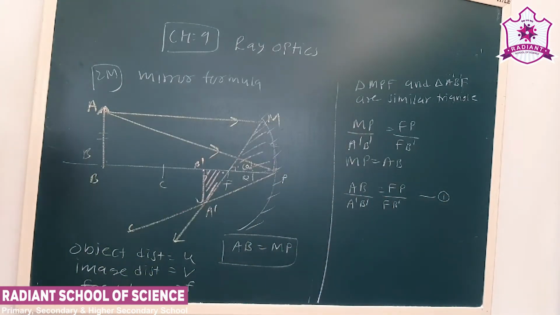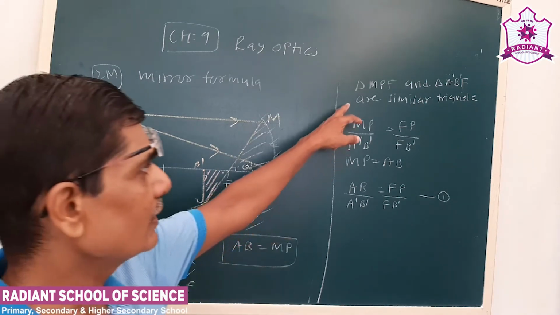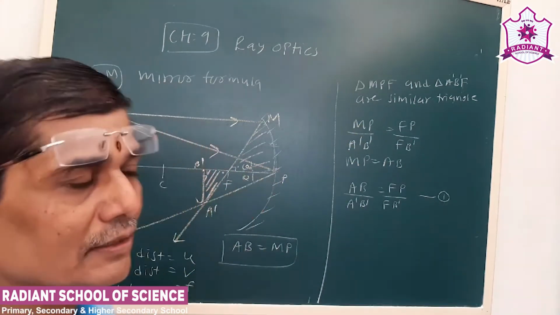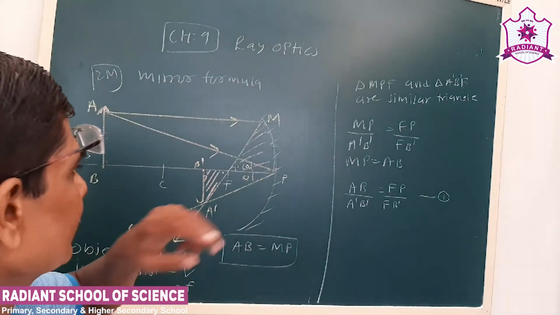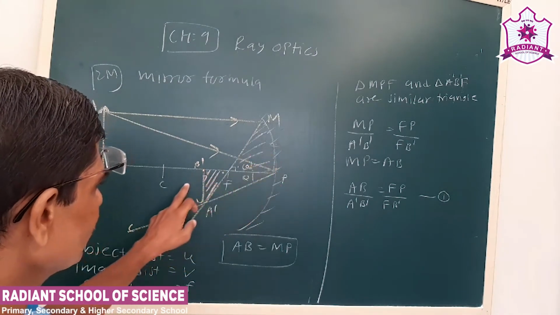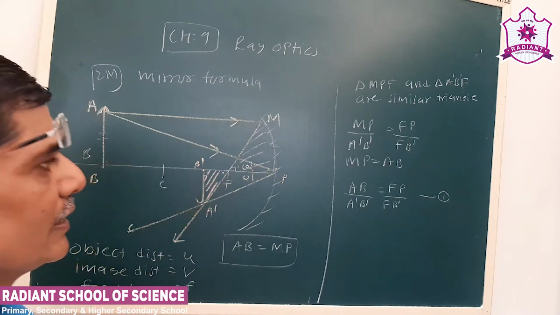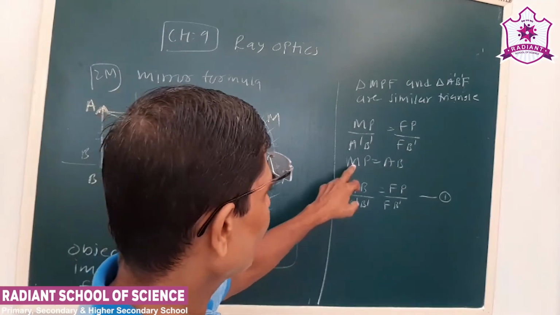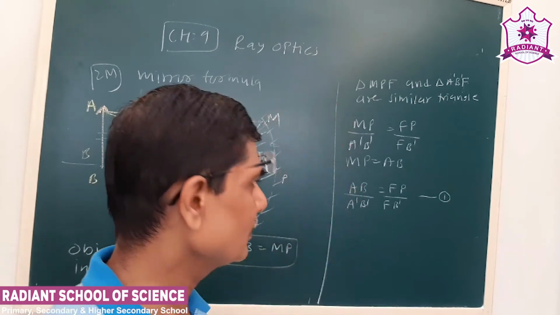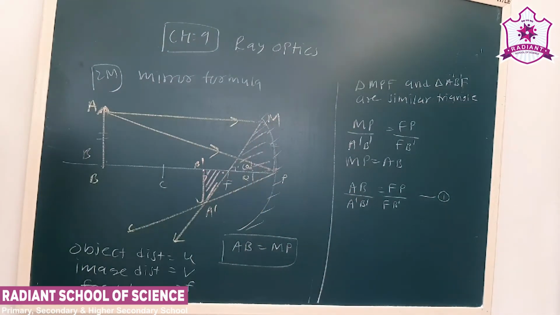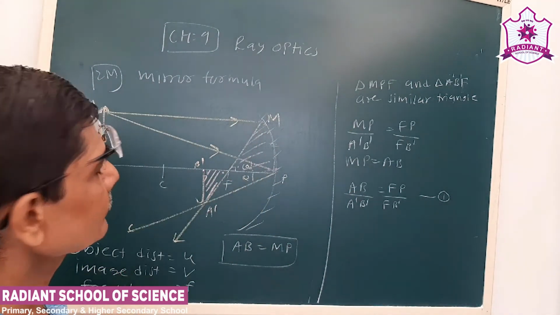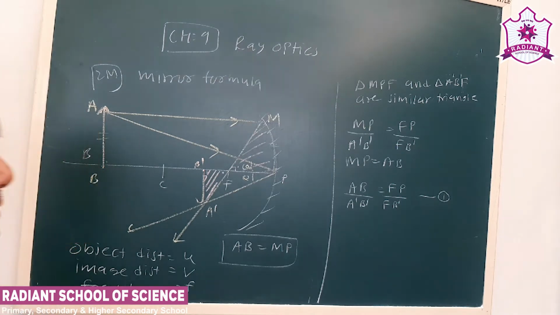So triangle FMP and triangle A'B'F are similar triangles. The triangles are similar, the sides are in ratio. So we can say MP upon A'B' is PF upon FB'. Also AB is equal to MP, so this MP I have substituted by AB. Now this was the first condition we have used.